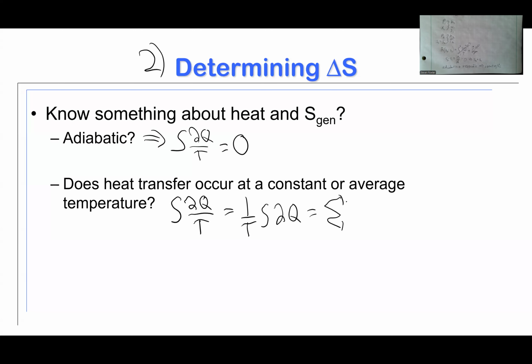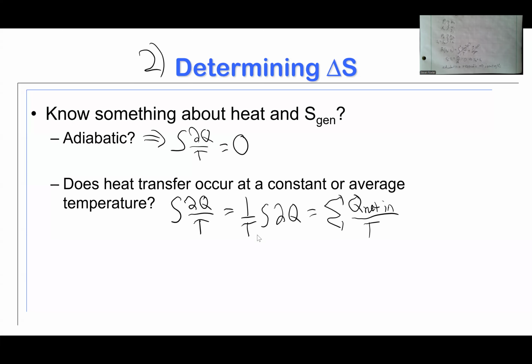So this often is written this way. You'll see this notation in a lot of texts, where basically you're adding all of the Q's in the in direction, subtracting all the Q's in the out direction, and you're dividing each of those heats by the temperature at which that heat transfer occurs.